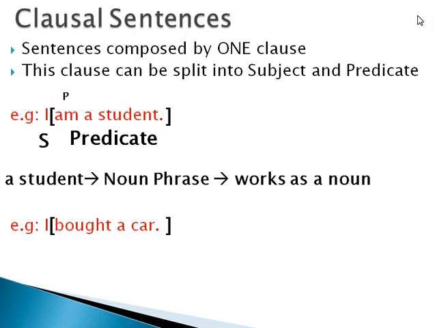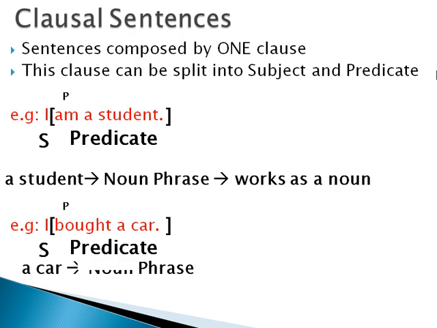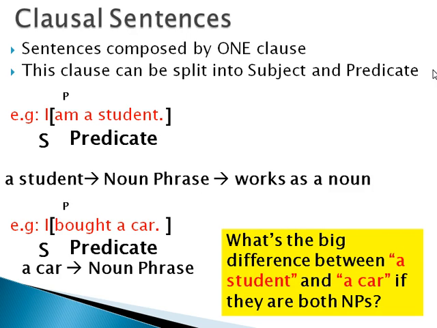Okay? In I bought a car, I did something, I did some action to the car. What is the element in the predicate that is in charge of explaining this relationship between myself and the car? The verb. Okay? The predicator. The predicator of a predicate is normally the main verb. That's pretty easy to understand, because it relates subject and object. A car is also a noun phrase. So what's the big difference between a student and a car if they are both noun phrases?